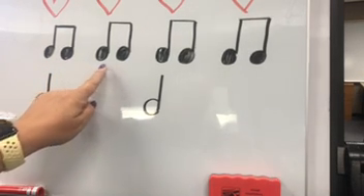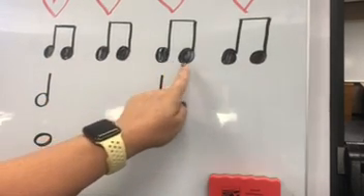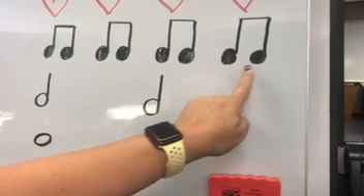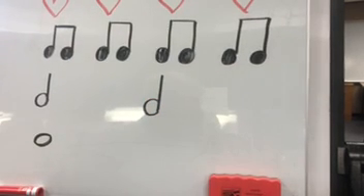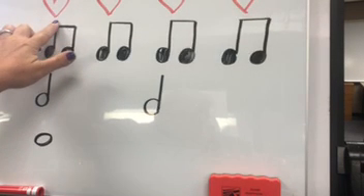1 and 2 and 3 and 4 and. Tati, tati, tati, tati. Ti, ti, ti, ti, ti, ti, ti, ti. Whether you were taught to say titi or tati or the number system, the point is the same. The 1/8 notes are 2 sounds on 1 beat.